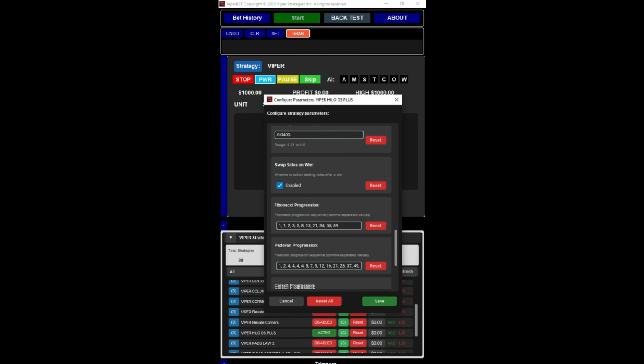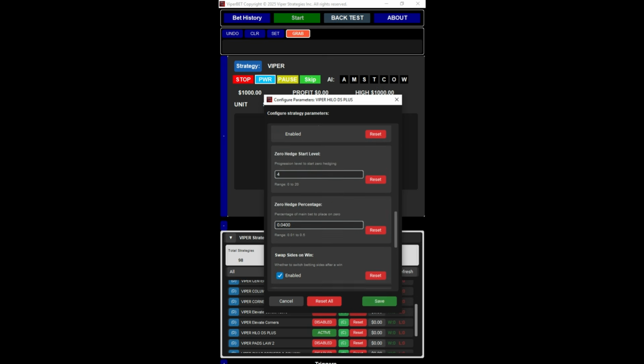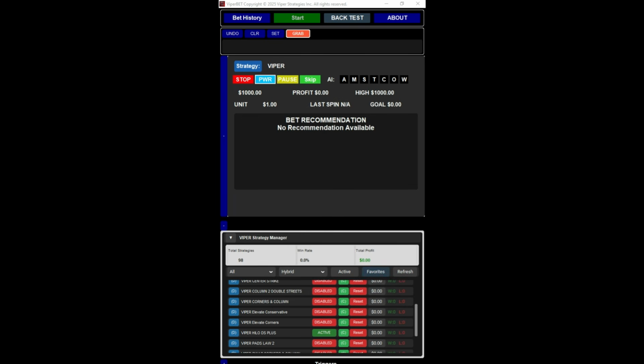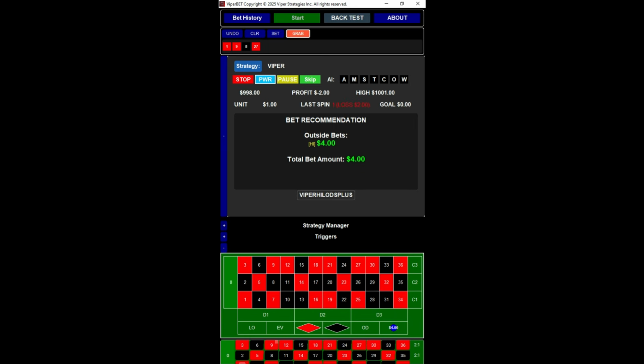What else do we got? Swap sides on wins. Whether to switch betting sides after a win. I think that's good. That way you don't stay stagnant. Okay, so everything else we're going to keep the same and save the parameters there. And let's go ahead and start this test. So this one's also going to get 100 spins by itself.